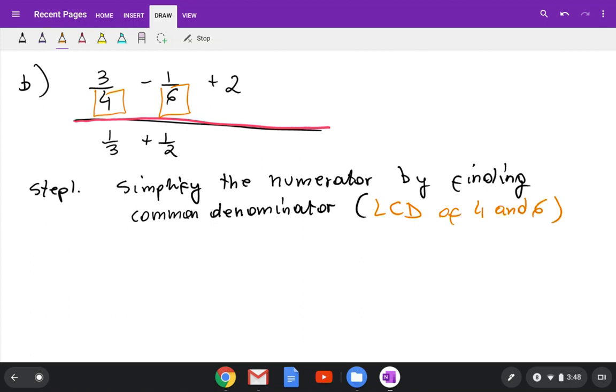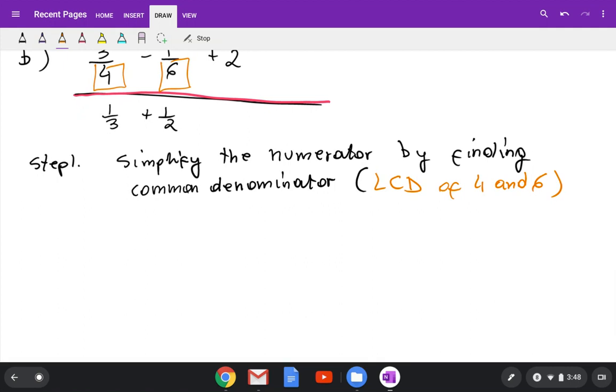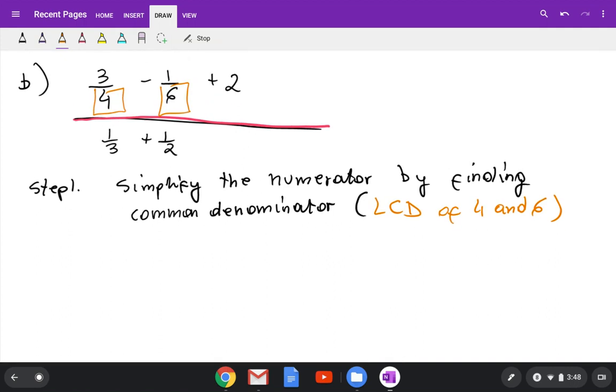Okay, so let's do step 1. So LCD of 4 and 6, least common divisor, which means the number which can divide 4 and 6, that will be 12. Okay, but just showing work to find the LCD of 4.